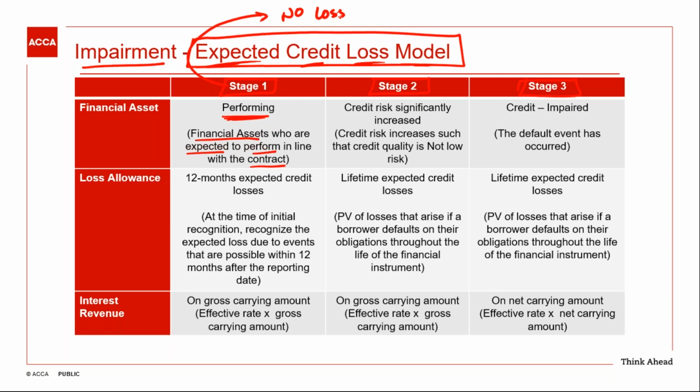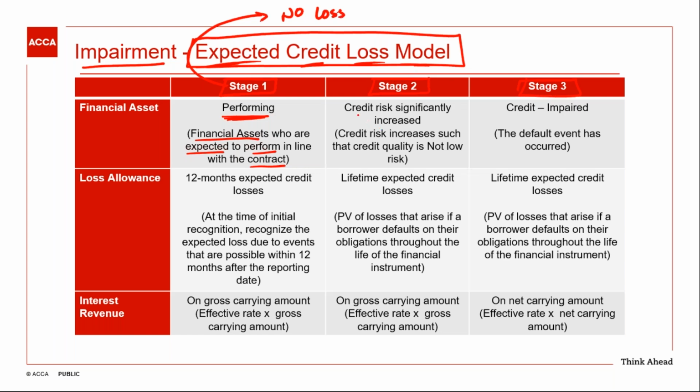Let's suppose I have given loans to 10 different people and I'm expecting that every one of them will give me back the loan on time. This means I have no loss on all these 10 loans, so all of my financial assets are in stage 1.